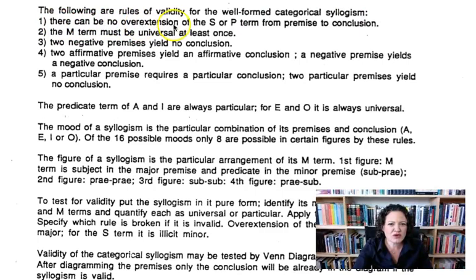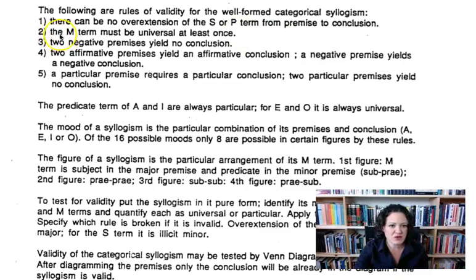First is there can be no overextension of the S or P term from premise to conclusion. What that means is that when we distribute those little u's and little p's, we can't go from a particular S term or P term in the premise to a universal S term or P term in the conclusion. I'll show you what that looks like. That's going to be one thing that makes an argument invalid. So that's what overextension means, and there'll be names for them. Illicit major is when it happens from major premise to conclusion, and illicit minor is when it happens from minor premise to conclusion, when we go from particular to universal.